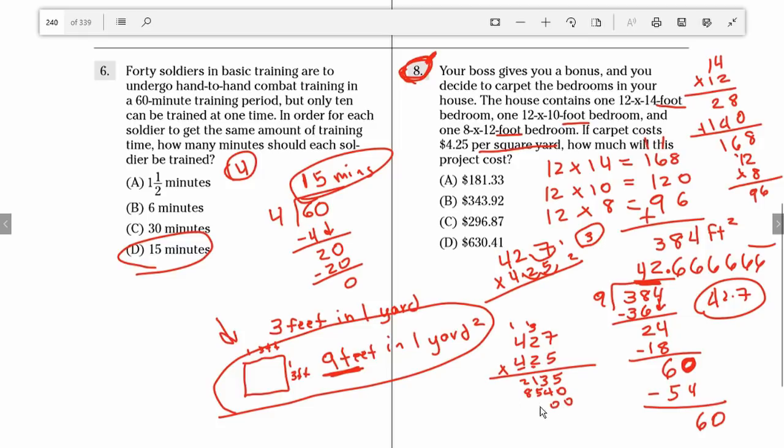4 times 7 is 28. Carry the 2. 4 times 2 is 8, plus 2 is 10. Carry the 1. 4 times 4 is 16, plus 1 is 17.